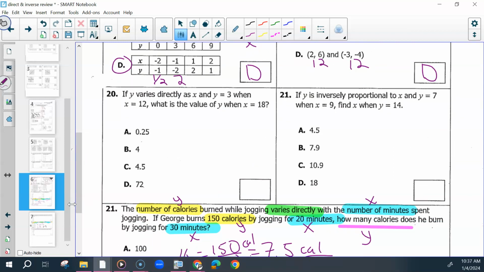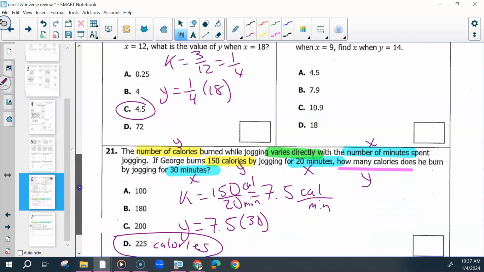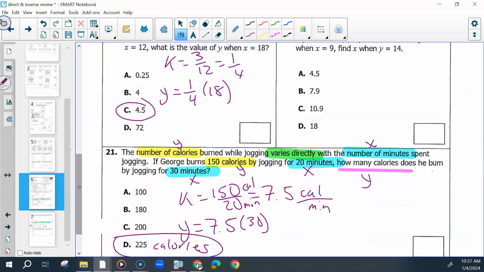Number 20. Y varies directly as x, and y equals 3 when x equals 12. What is the value of y when x equals 18? So this is just like this one, without all the words. So we would find k first by doing what? 3 divided by 12. K equals 1/4. These have less to do because they already told us what X and Y are.